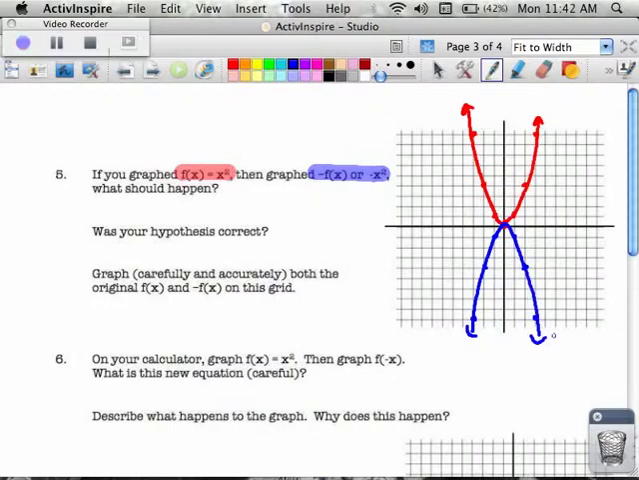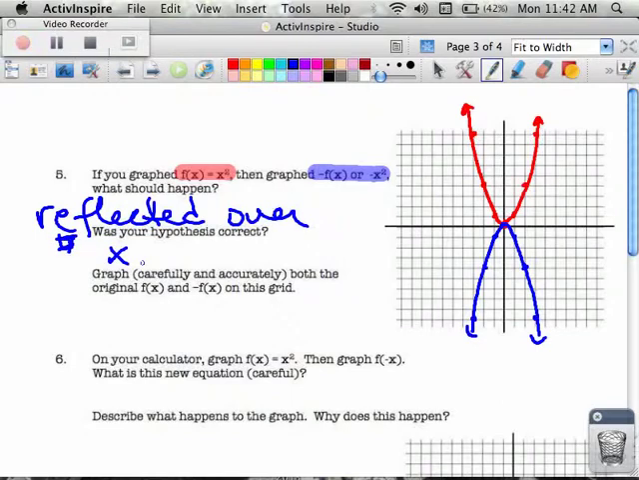What should happen? Reflected over the x axis. And we graph those on the picture over there. Am I going too fast?